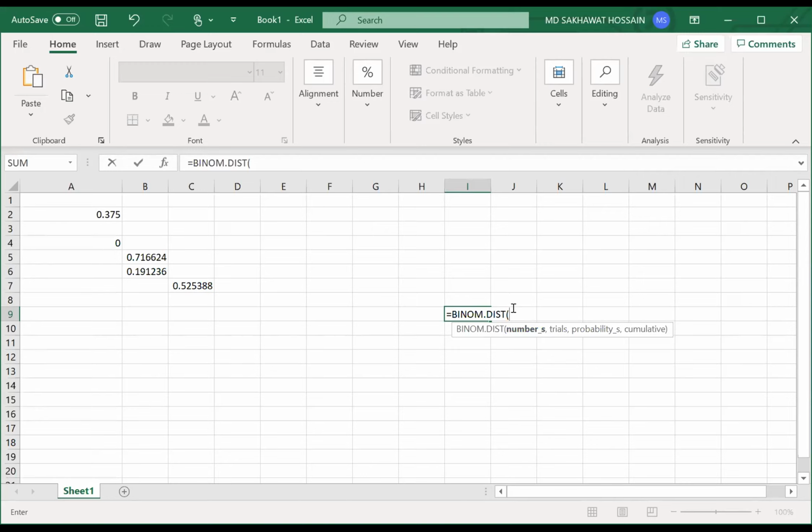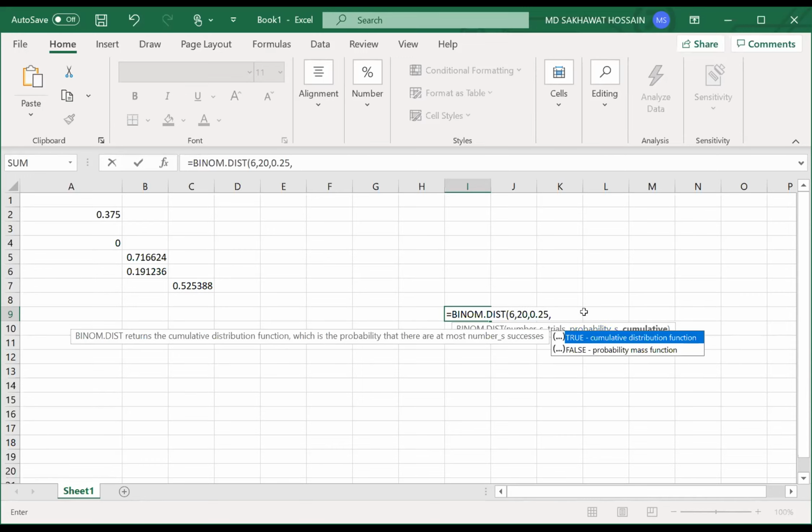So our number of successes was 6, because we wanted to find the probability X less than or equal to 6, right? And this is the number of trials. The second number is the number of trials, which is 20, comma, then the probability of success, which is 0.25, comma.